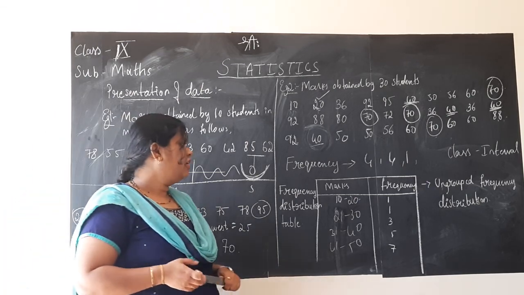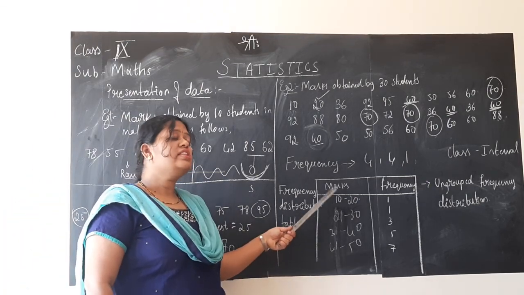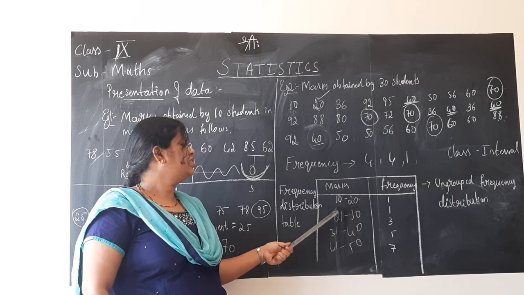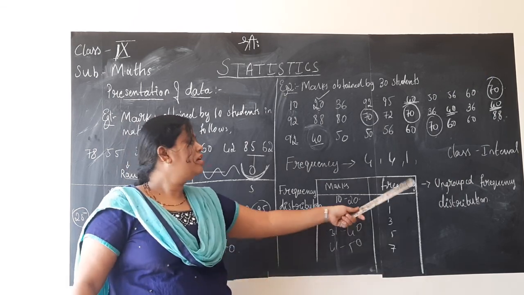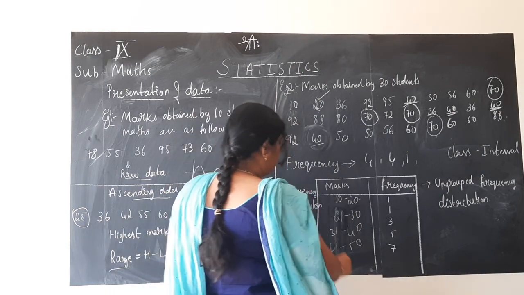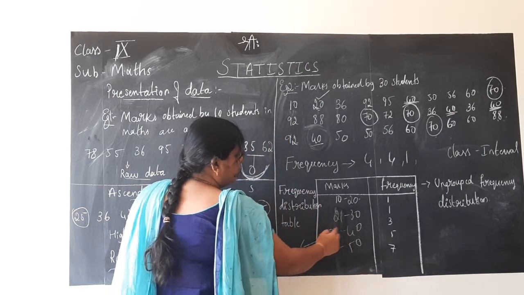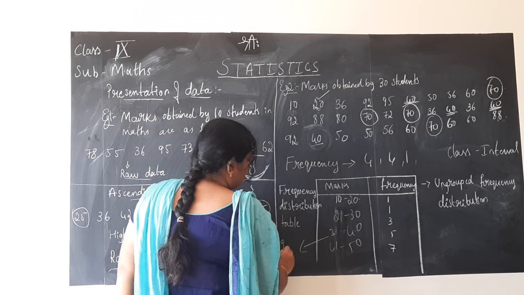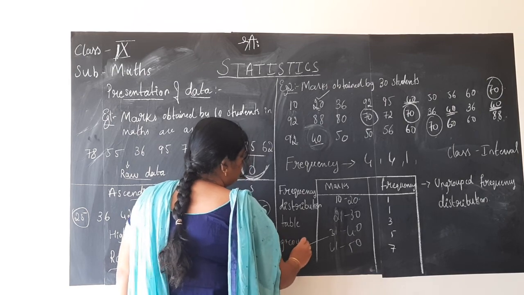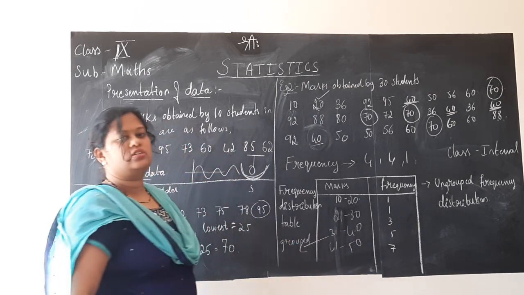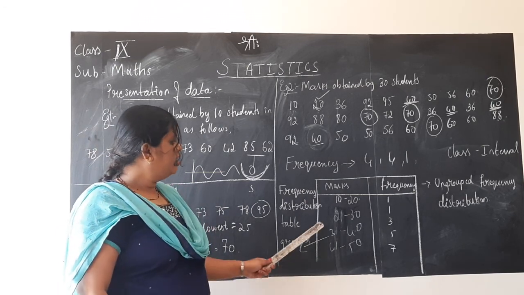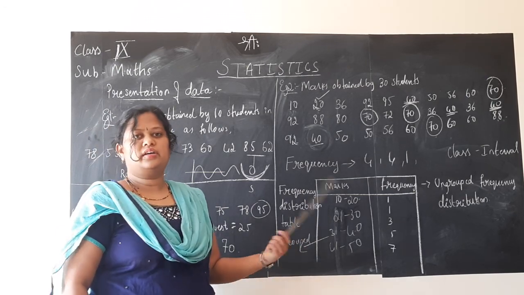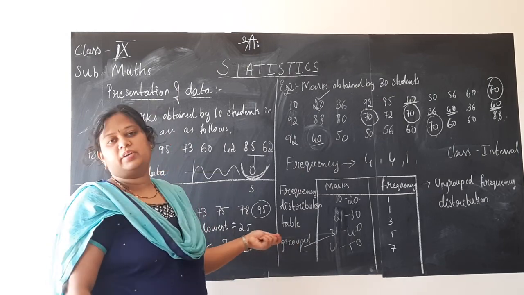And if the marks scores are written singly, that is 10, 20, 30, 40 and so on, it is called ungrouped frequency distribution. If the numbers are in groups like this, it is called grouped frequency distribution table, children. We shall learn more about this in the upcoming videos.